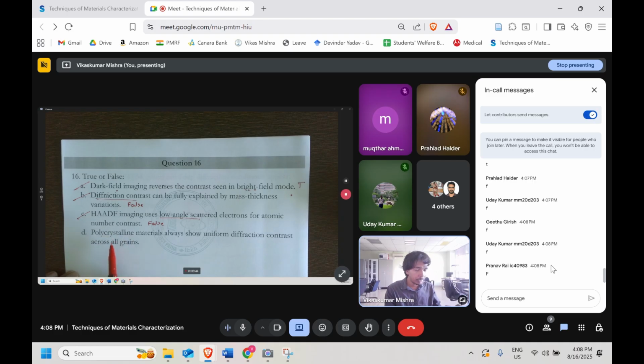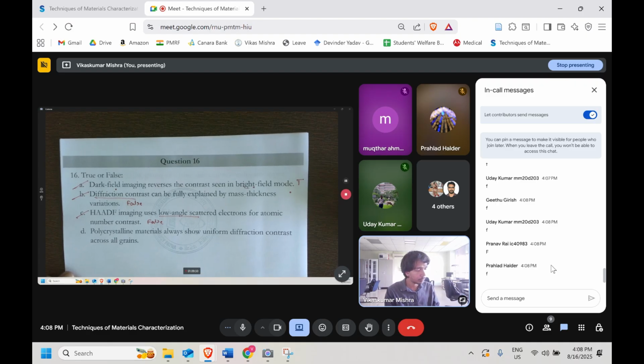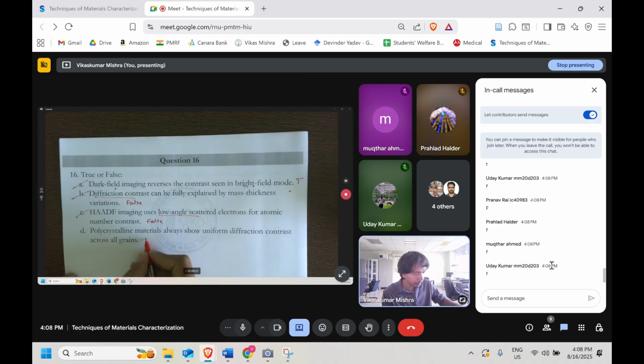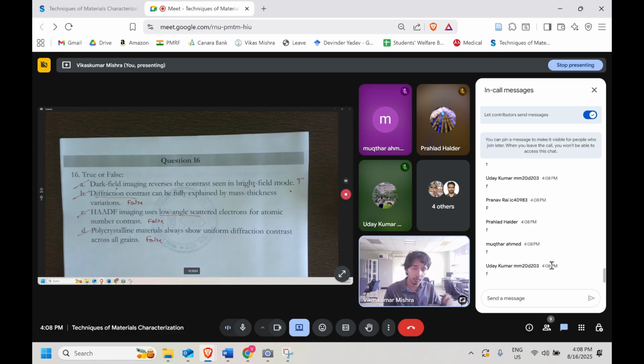Now the last one. The polycrystalline material always shows uniform diffraction contrast across all the grains. It will depend upon their orientation, right? And the answer is false. It will depend upon the orientation, in what orientation the grain is. Very good.